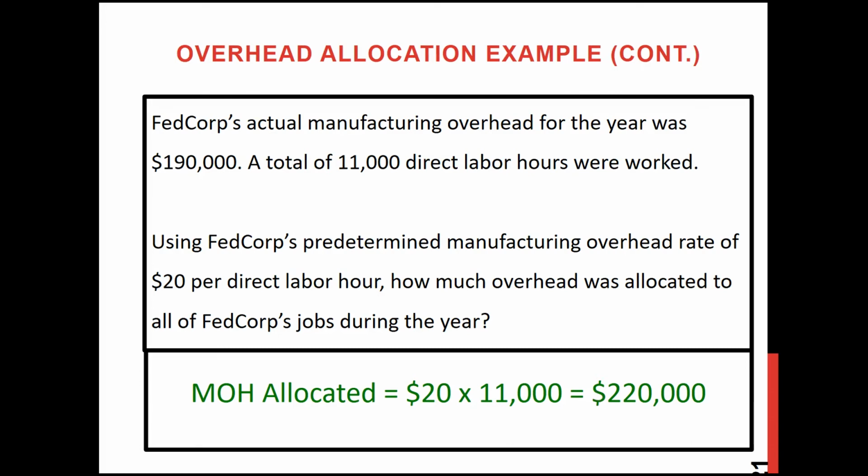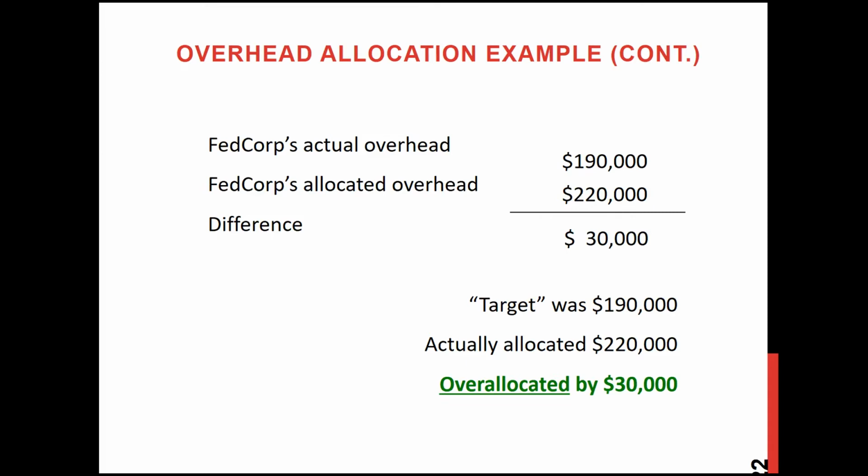Now, the managers can do one thing. They can check their actual overhead. They know all the components of their overhead cost. It could be indirect labor, indirect material, or any plant or factory related depreciation, insurance, whatever. So this company, Fed Corp, figured out that their actual overhead is $190,000. But when they allocated the overhead using their predetermined rate, they recorded that their overhead is $220,000, and there is a difference of $30,000.